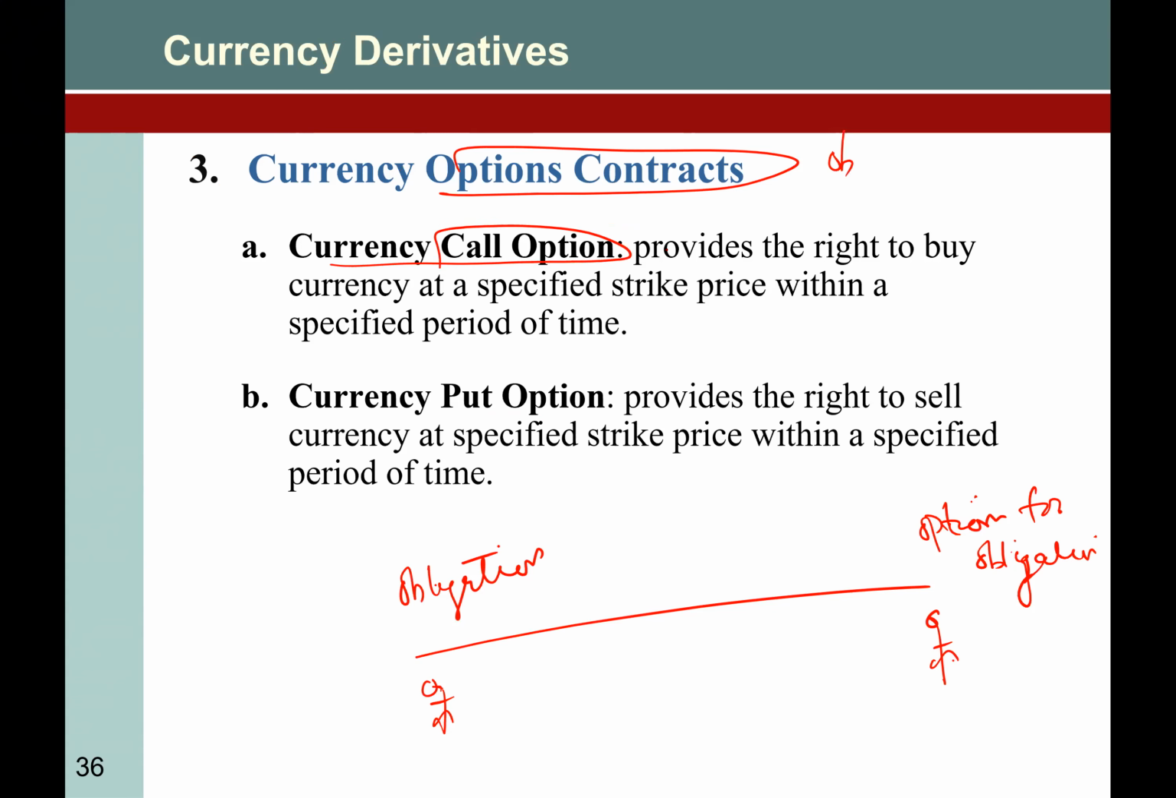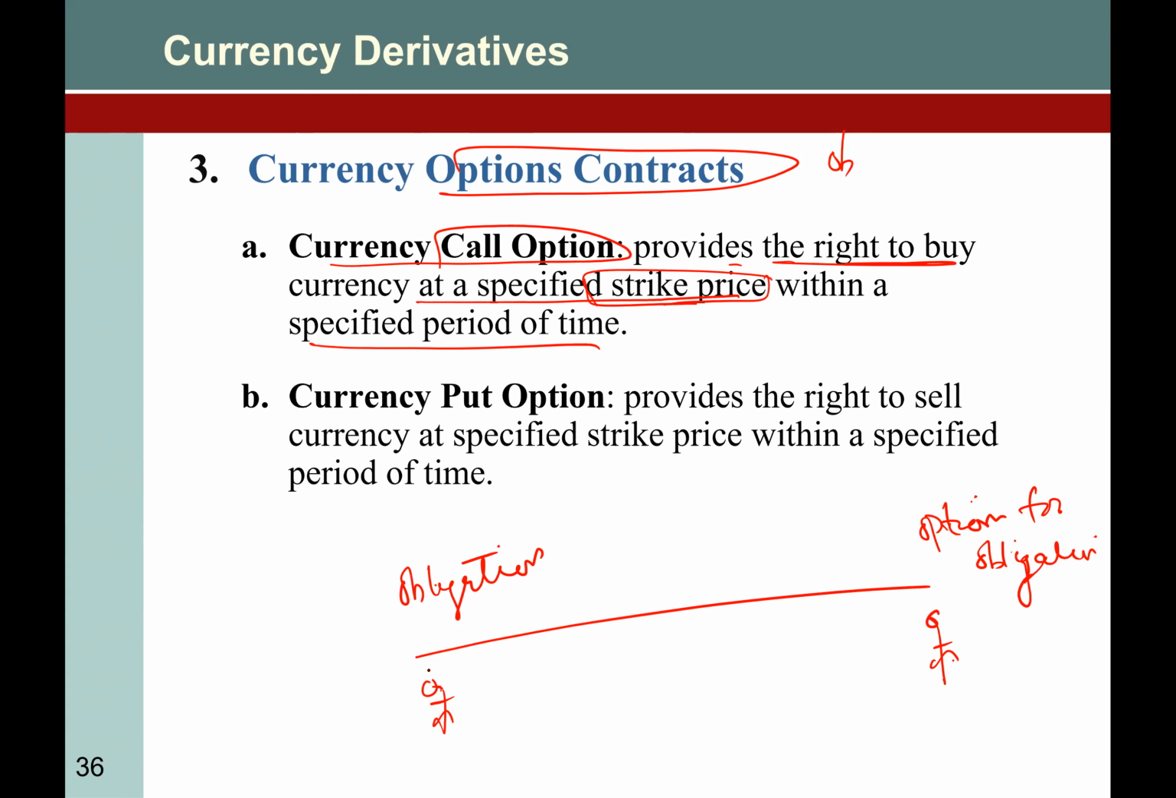The call option provides the right to buy currency at a specified strike rate within a specified period. In future and forward, the rate mentioned in the contract we call the future rate, forward rate. Here, the contract rate is called strike rate. So don't be amazed by this jargon or fancy names. It is just a contract rate. We just call this strike rate.